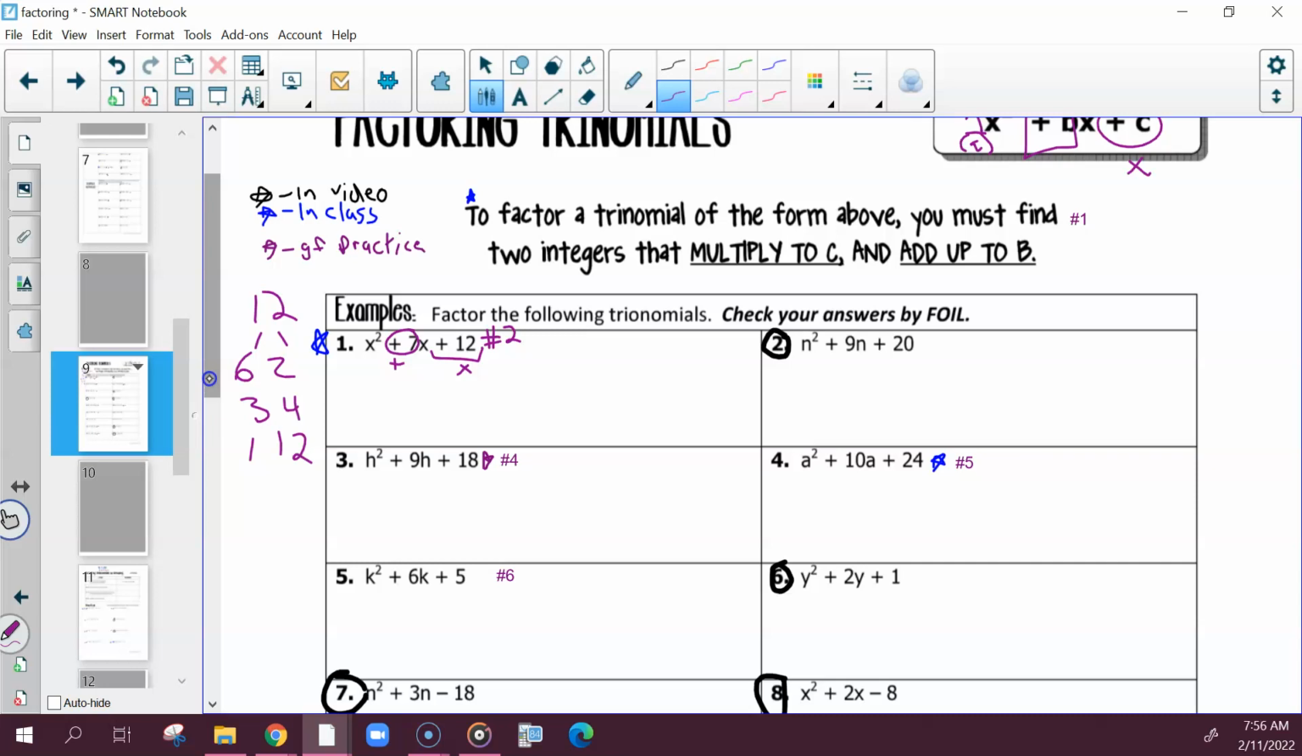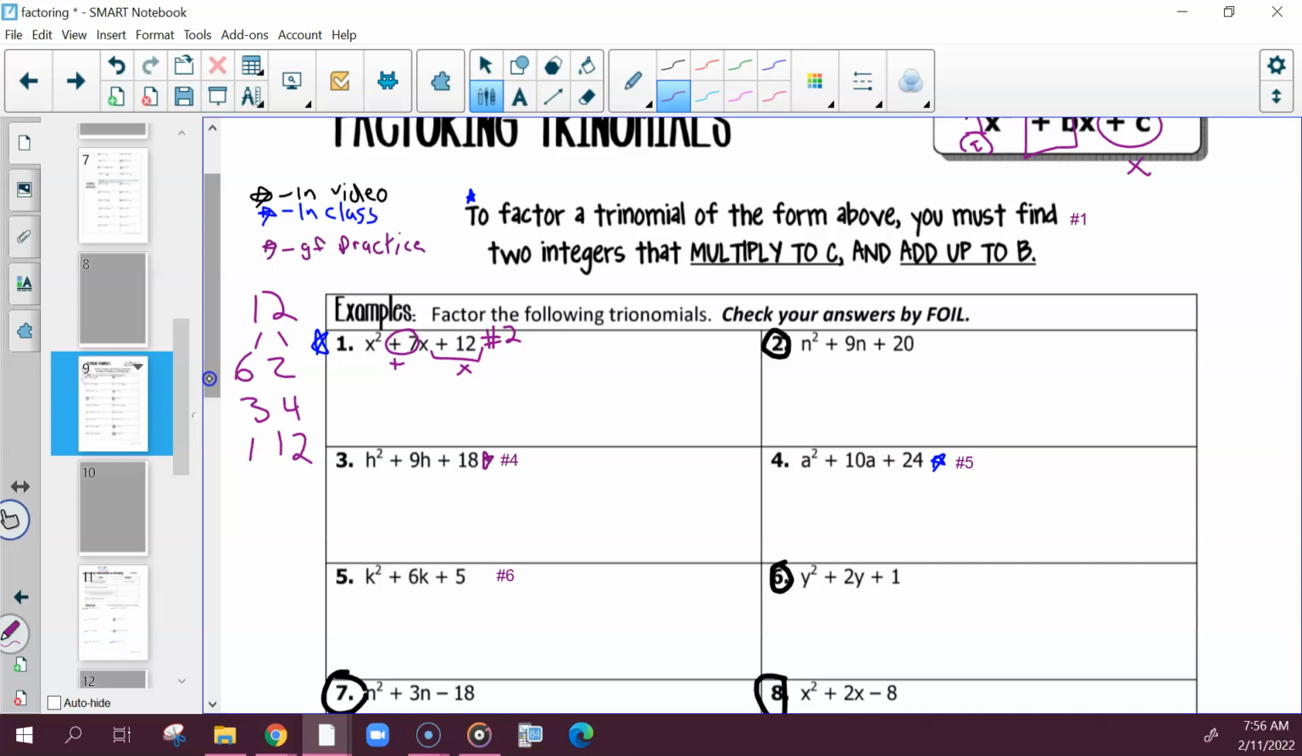So because we know we're looking for two numbers that multiply to be 12, it has to be one of these pairs of numbers. I can't choose like 1 and 2 or 3 and 12. It has to be one of the set pairs. Of those pairs, which ones would add to be 7? 3 and 4.